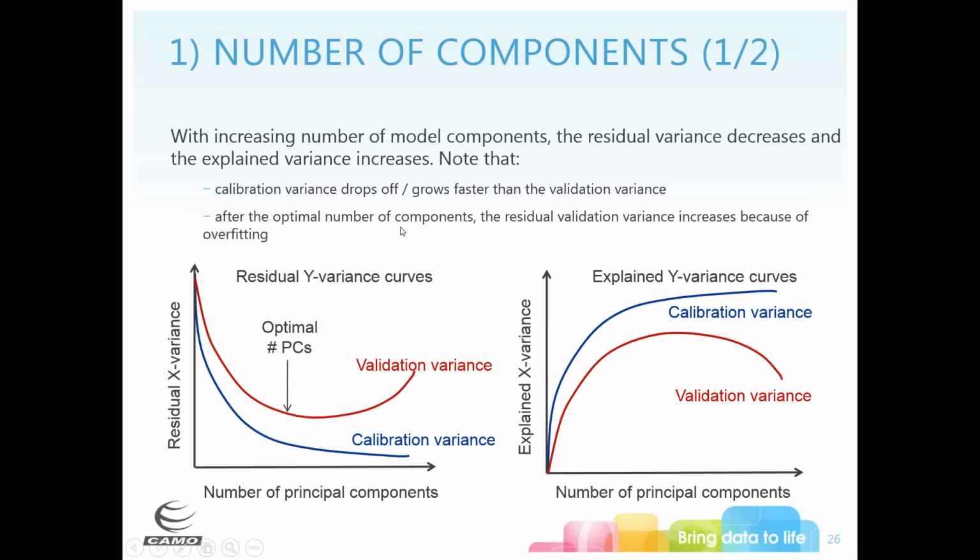So how do you choose the number of components? As you increase the number of components, by definition, your calibration variance, your residual variance, will decrease, and you will have explained more and more of your variance. Now, with your validation, you want it to follow the same curve as your calibration. As soon as it starts diverging, that means you've gotten to the point where you are modeling noise. You don't want to do that because that makes your model less robust and does not predict as well. So once it starts predicting worse, that's when you're going to stop.